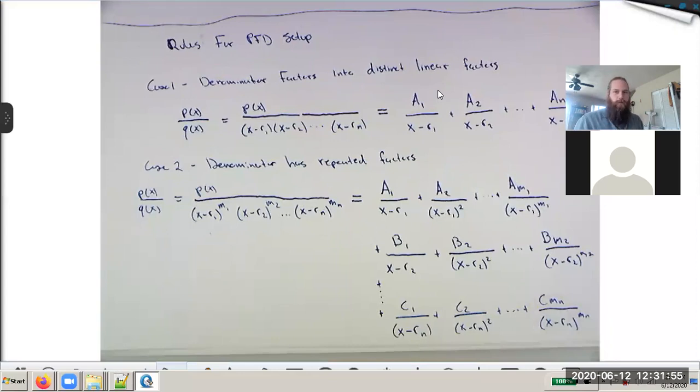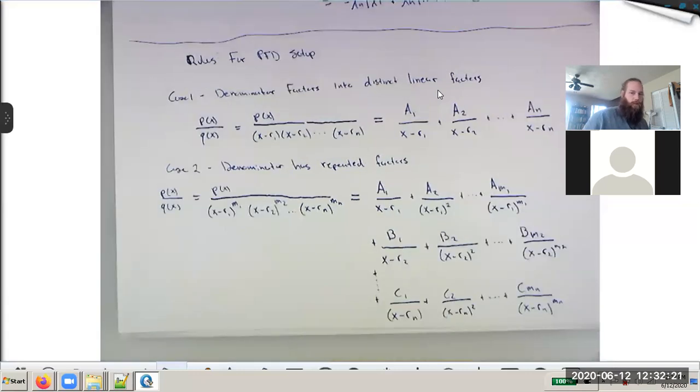There is another case. There's actually two more cases. If your denominator has irreducible quadratic factors, that requires something special. And if your denominator has repeated irreducible factors, that also requires something special. But before we get to those, I want to show you what I mean by all this. So I want to grab a nice example. Maybe I'll just show you what a PFD setup for something like that looks like.